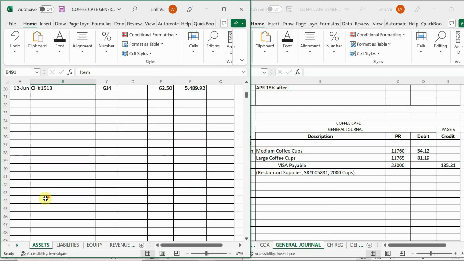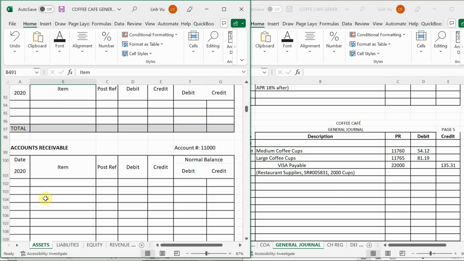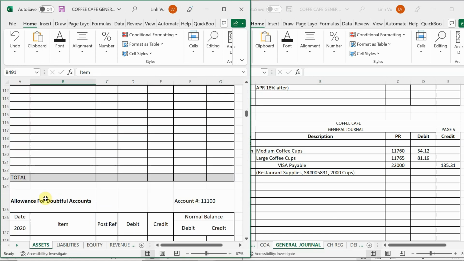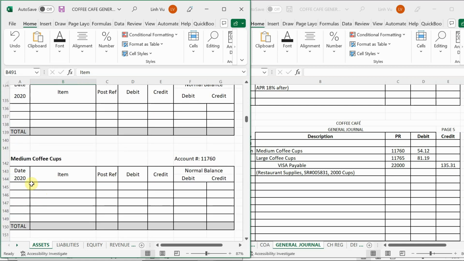Okay, so here's my checking account. Sorry if you're going to get a headache from that. Okay, here you go. That's accounts receivable, business supplies. There you go. First one I have here is coffee cups. So again, I can be as specific as possible. So today is the 14th.